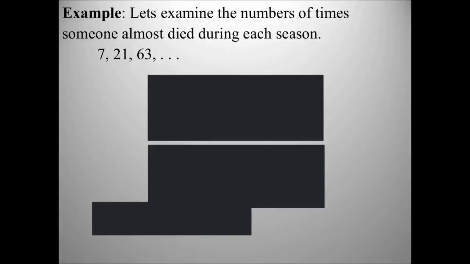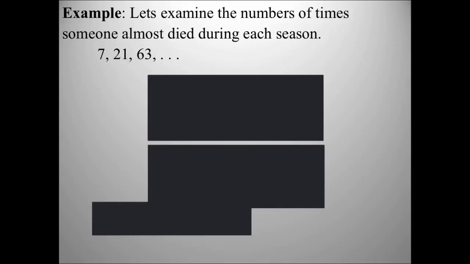For our next example, we're going to examine the number of times someone almost died during each season of The Walking Dead. In the first season, someone almost died 7 times. In the second season, someone almost died 21 times. And in the third season, someone almost died 63 times. Now this pattern continues, so we're going to come up with a formula that models it.